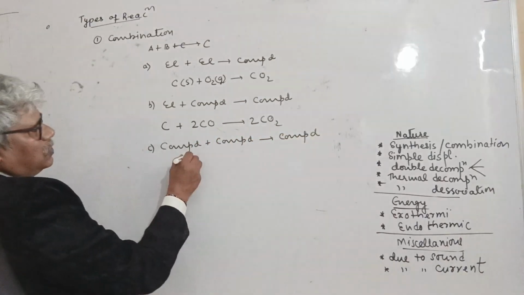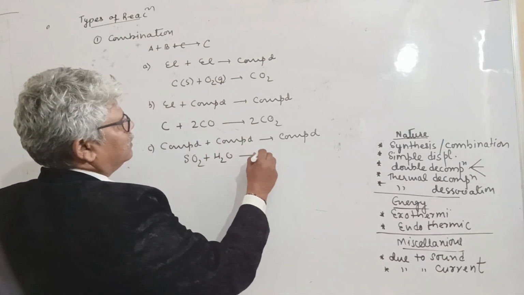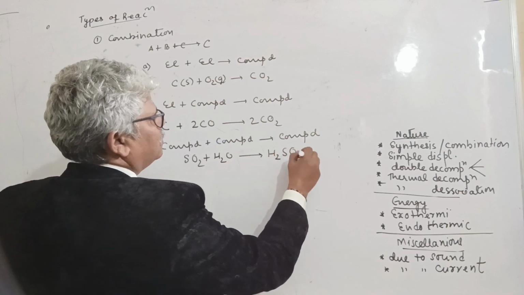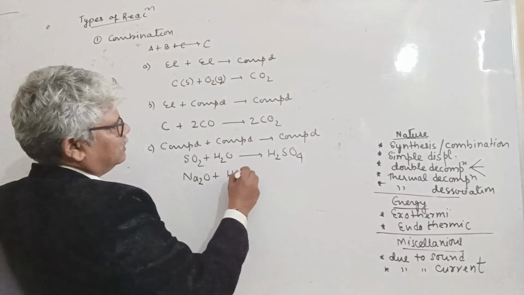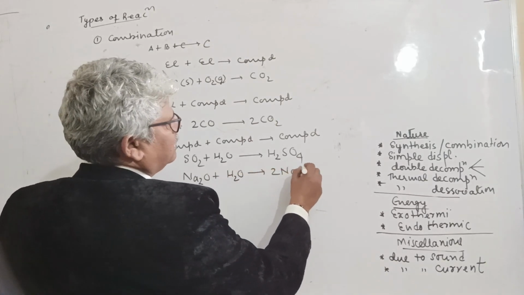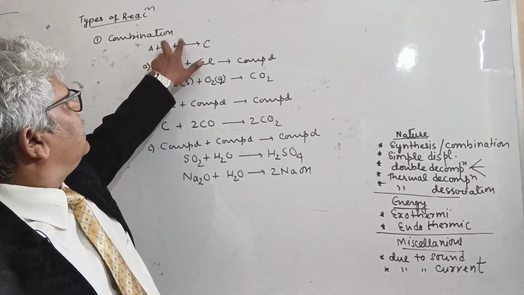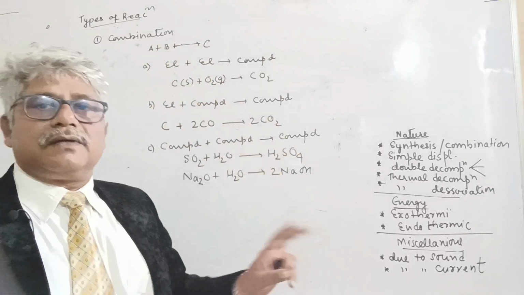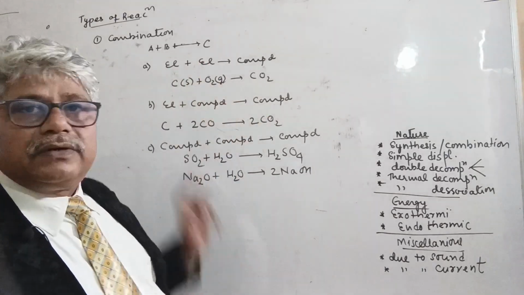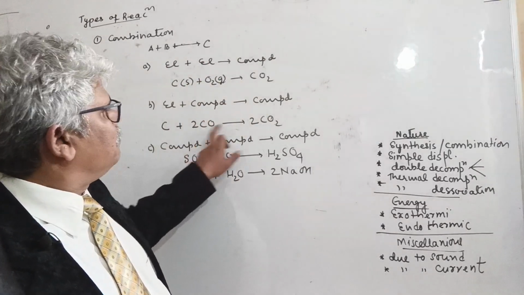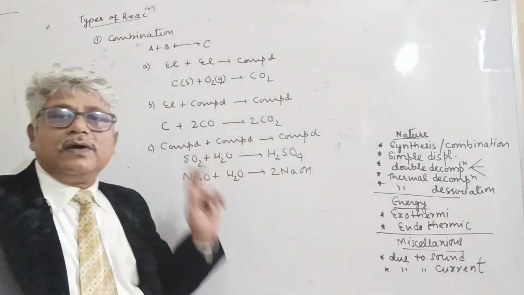For example, non-metal oxide reacting with water to give an acid, such as sulfuric acid, or metal oxide reacting with water to give metal hydroxide. Look here. Combination is when 2 elements react to give one substance, or 2 substances react to give one substance. It may be element with element giving one compound, element with compound giving one compound, or compound with compound giving one compound.